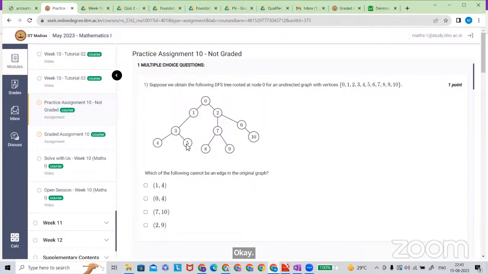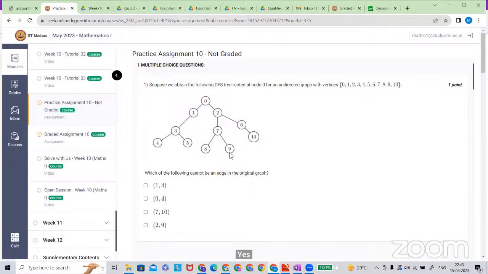Sir, then in that case, 9 and 10 won't have an edge, right? Yeah, there will be no edge there, and 2 and 9 could have an edge. 2 and 9, yes, they are lying in the same branch. So yes, there is a possibility that there is an edge.